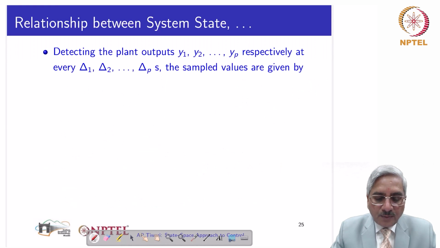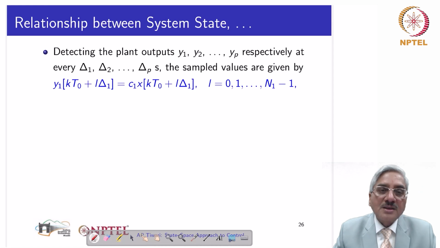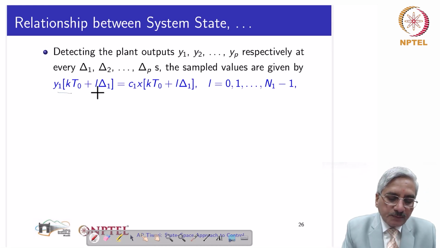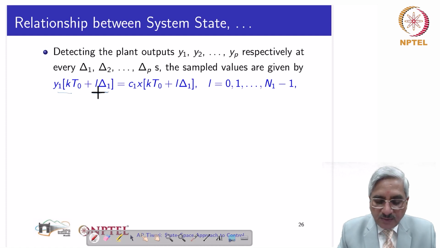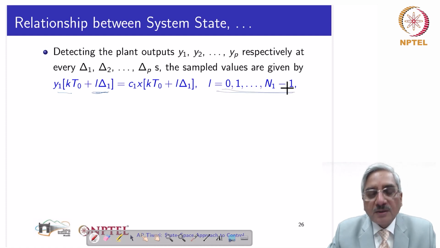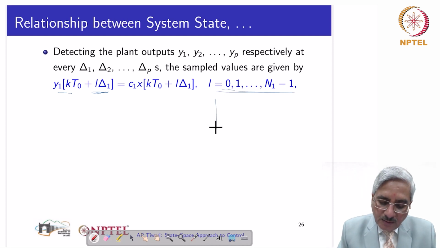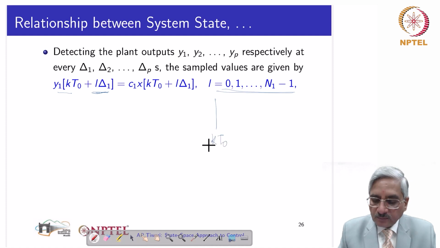Now in this, because we are detecting the outputs at every instance, like delta 1 for output 1, delta 2 for output 2, and so on, delta i for output i, and delta p for the pth output, we are detecting them at these instants. So the output at l delta 1 time, where l can take integer values from 0 to n1 minus 1, again measuring from the time instant kt0, and this is the time instant (k plus 1)t0.